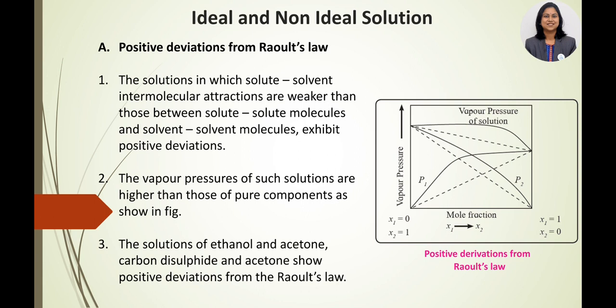So positive deviation for P1, positive deviation for P2, and positive deviation for the vapor pressure of the solution. The solutions of ethanol and acetone, carbon disulfide and acetone show positive deviations from Raoult's law.